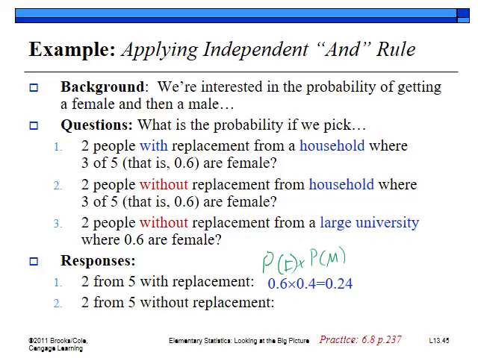If we choose 2 people from a set of 5 without replacement, then the probability that the second one is male depends on what happens in the first choice.